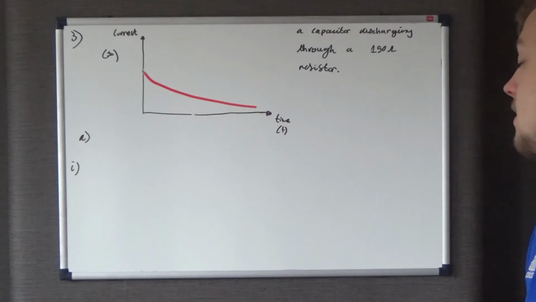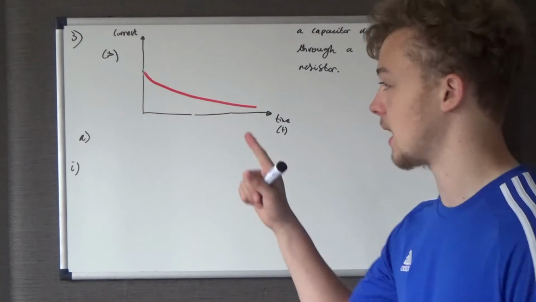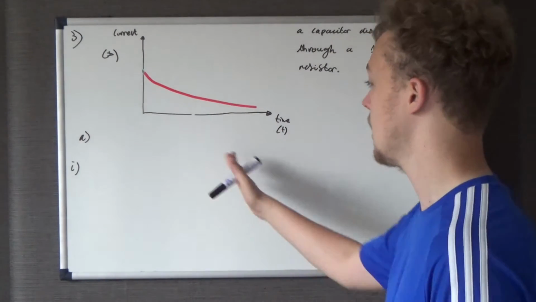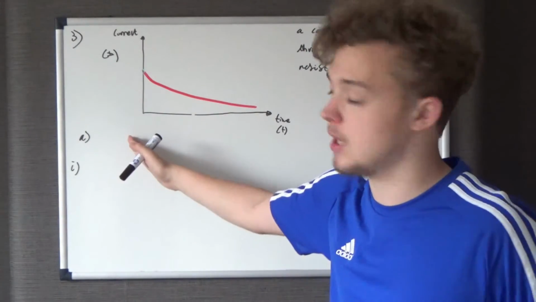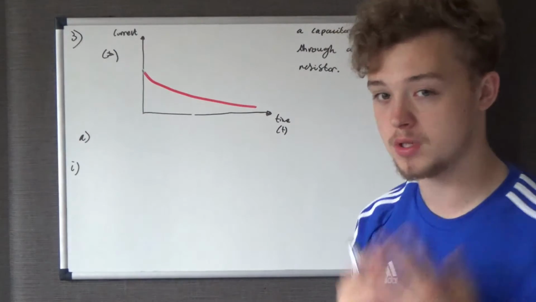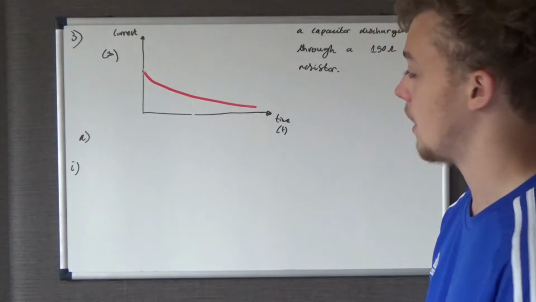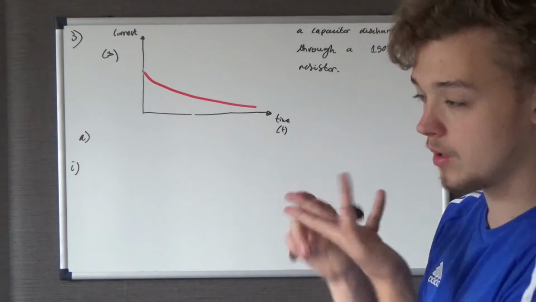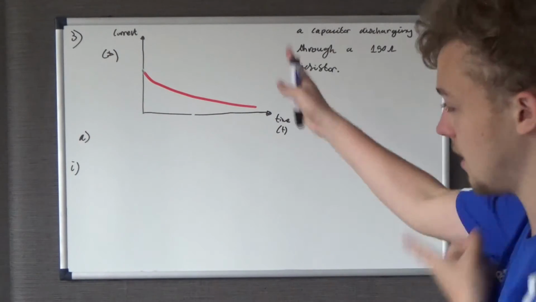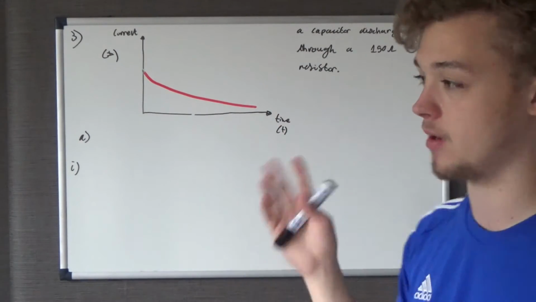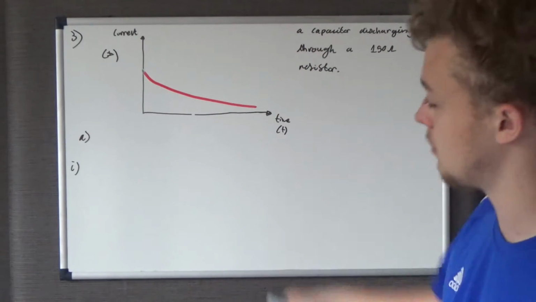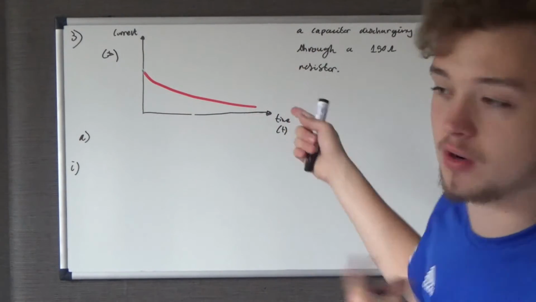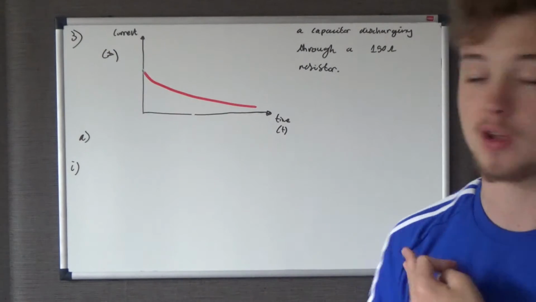Now, it's not going to be the intercept, because the intercept indicates the initial current, as you can see. This is obviously the time axis, and this is where it's t equals 0, and that would be the initial current, so it's not going to be the intercept. So if you weren't sure, it's either the gradient or the area under the curve.